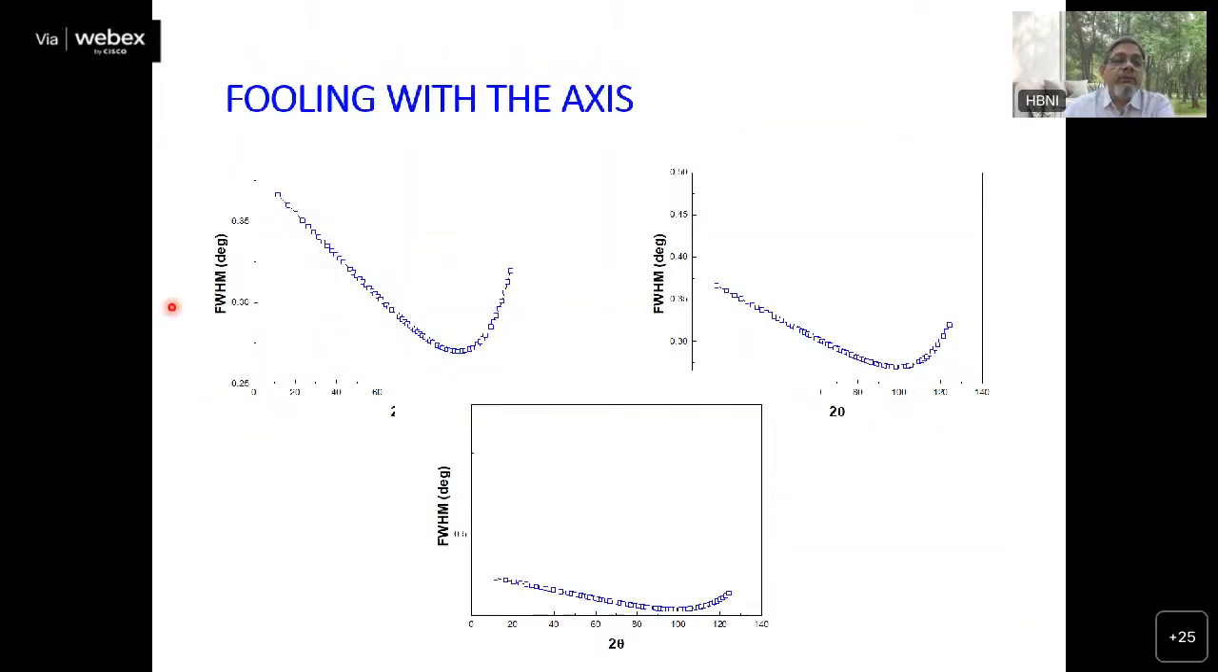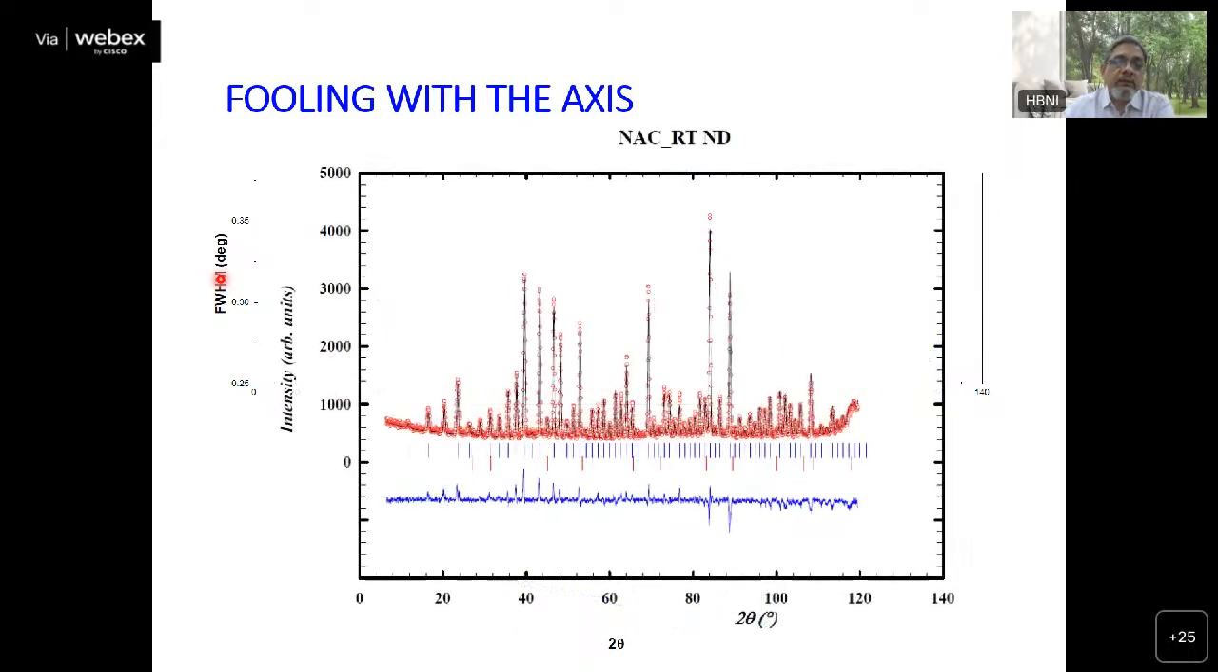Now I'm showing you some data. This is my own data actually; I have measured this data myself. Here it shows the full width at half maximum of some diffraction pattern. What is a diffraction pattern? This is a typical diffraction pattern. This is a neutron diffraction pattern, and this is how a diffraction pattern looks.